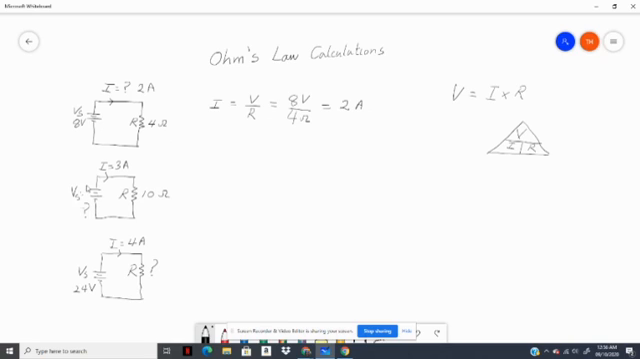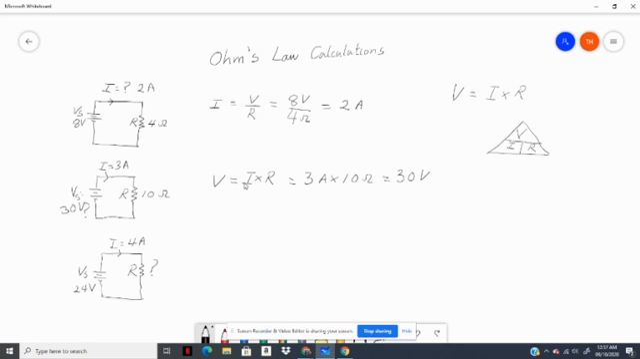Now for the second circuit, we have a current of 3 amps flowing through a resistor of 10 ohms. So we write down Ohm's law for the voltage, and we have V is equal to I times R, which is equal to 3 amperes multiplied by 10 ohms equal to 30 volts. So V is 30 volts.